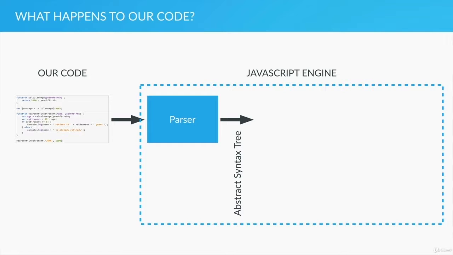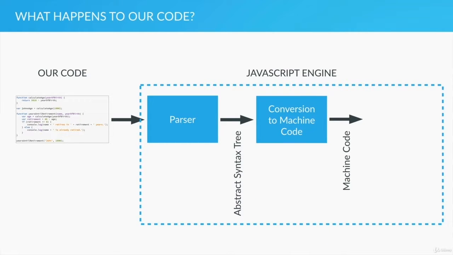If everything is correct though, then the parser produces a data structure known as the abstract syntax tree, which is then translated into machine code. So this code is no longer JavaScript code, but a code or let's say a set of instructions that can be executed directly by the computer's processor. And it's only when our code, already converted to machine code, actually runs and does its work.